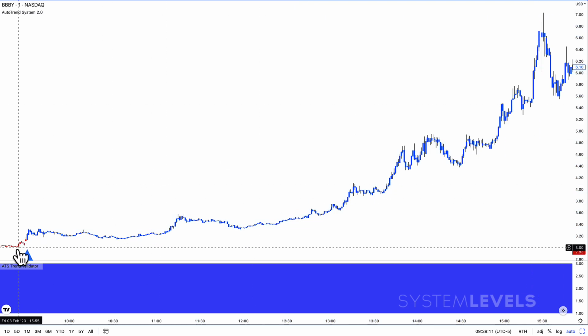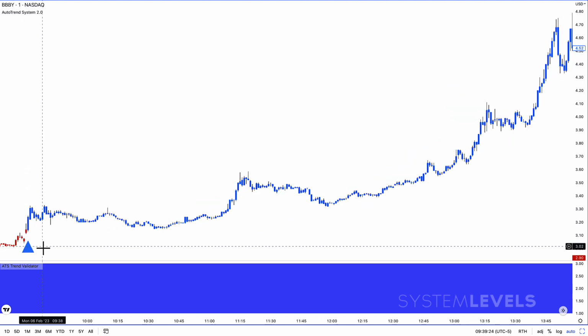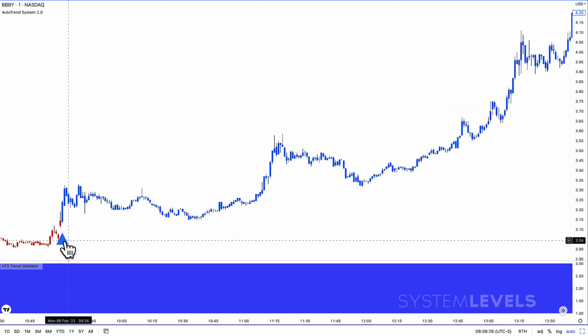Now, let's look at the ATS Trend Validator. This is new. This is a new indicator we released with the AutoTrend System 2.0. Basically, what it does is it's really cool. We're able to do multi-time frame analysis on the same chart. What do I mean by that?